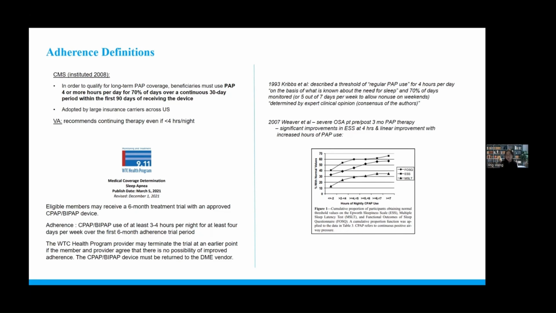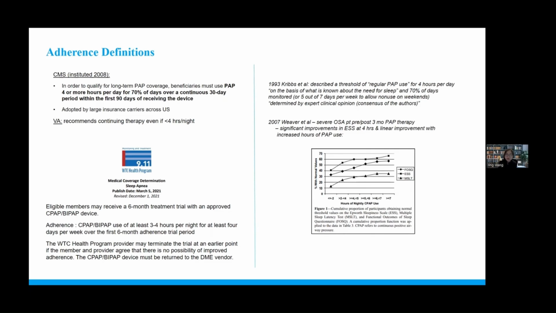It's not necessarily in the first month, but any continuous 30-day period within the first 90 days of receiving the machine. You have to meet that requirement in order to continue long-term coverage of that machine. This rule has been adopted by most large insurance carriers across the U.S. But there are various movements and sources that may be advocating for changing this in the future, so we'll have to see what policy changes happen.